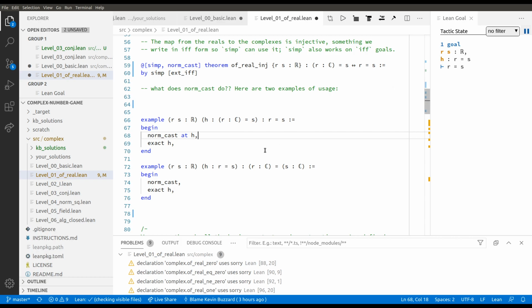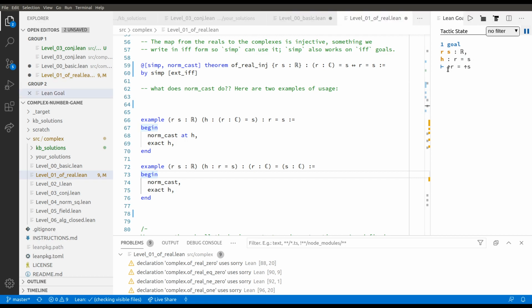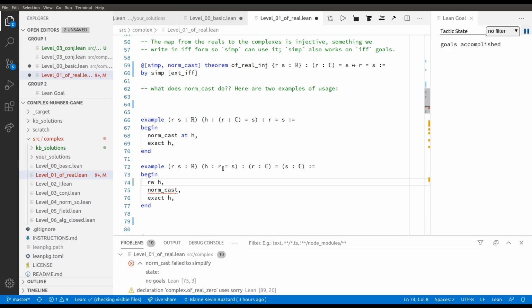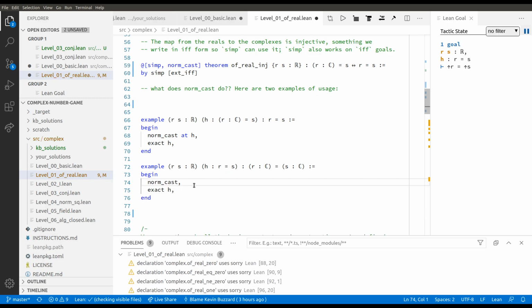And so now this is really easy to prove because our goal is exactly h. And similarly here, we've got two real numbers r and s, and let's say we've managed to prove that the real numbers r and s are equal, and we want to deduce that the complex numbers r and s are equal. We could do that with some rewrite probably. Maybe we could do rewrite h or something. Yeah, that would do it. But there's this algorithm that will do it for us. We apply the normcast tactic.